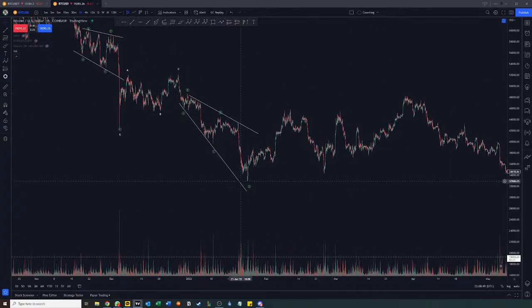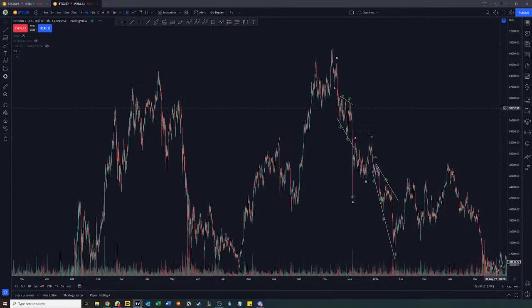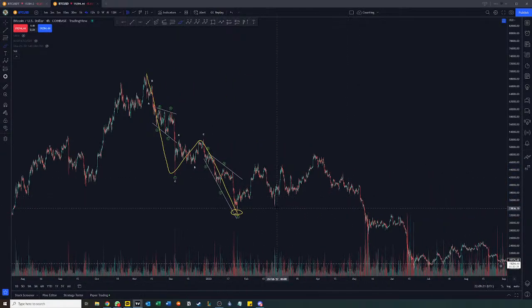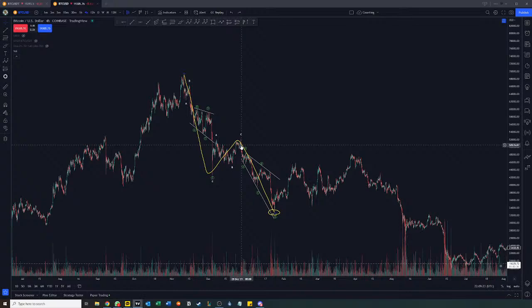So afterwards, you see, in the end, it's a big ABC done. It's an A, B, C, which means from here onwards, you see a correction going upwards. So it's either starting with an impulse or an ABC, and you can clearly see it's an ABC here, or like this. It doesn't really matter.